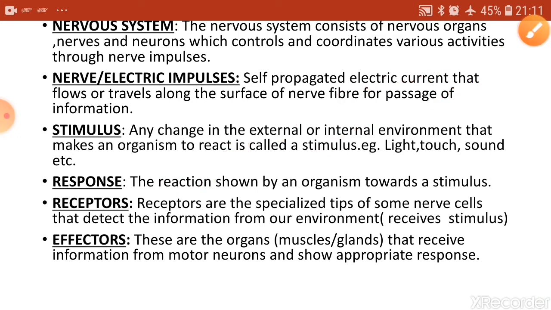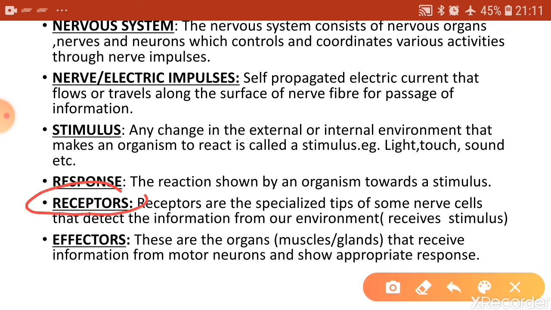Now, the stimulus has to be received by the organism, and the different types of stimulus are received by receptors. And what are receptors? These are specialized tips of some nerve cells that are present in our sense organs, which detect the information of stimulus from our environment. Okay, so these are what are called the receptors.